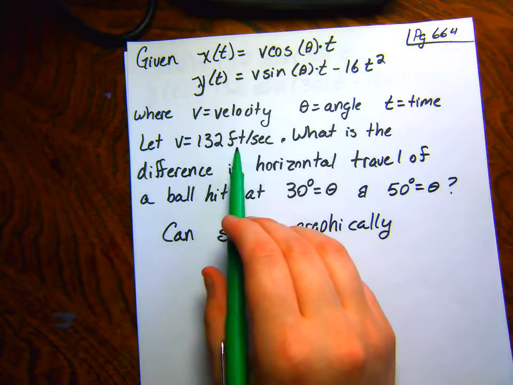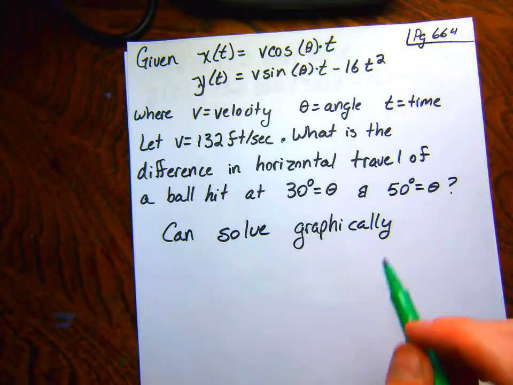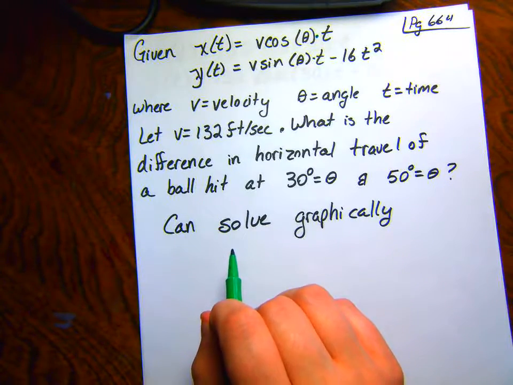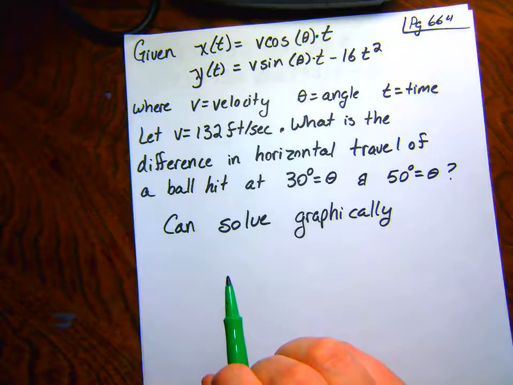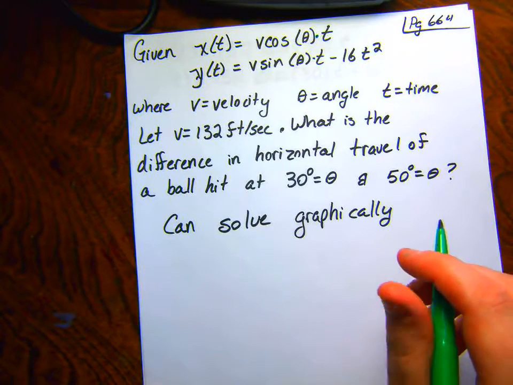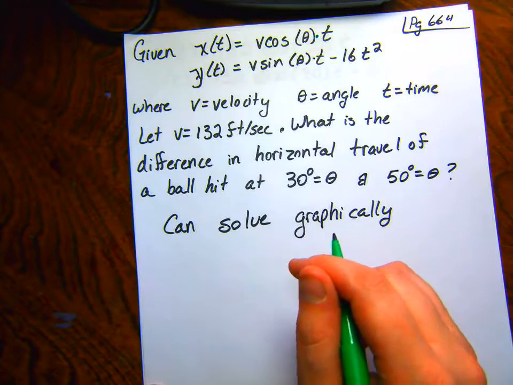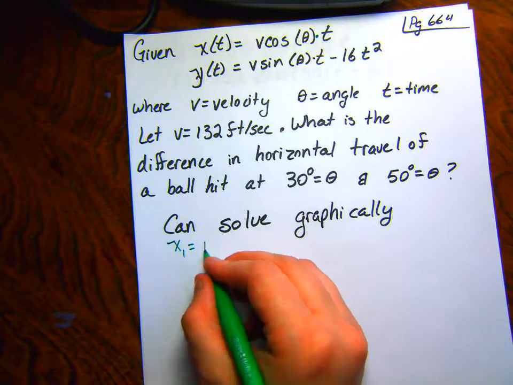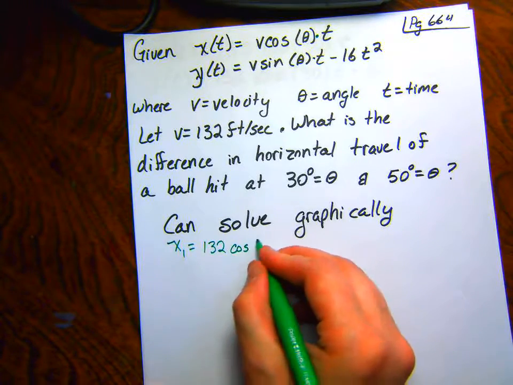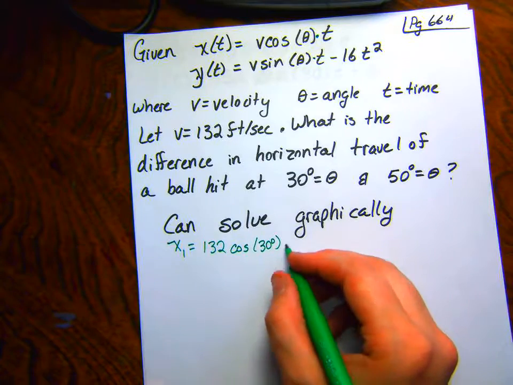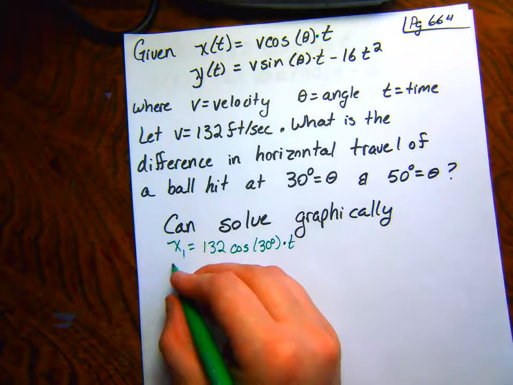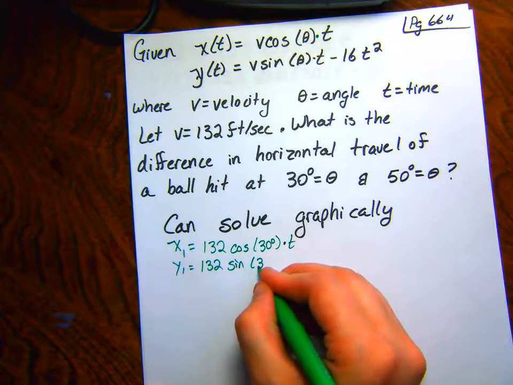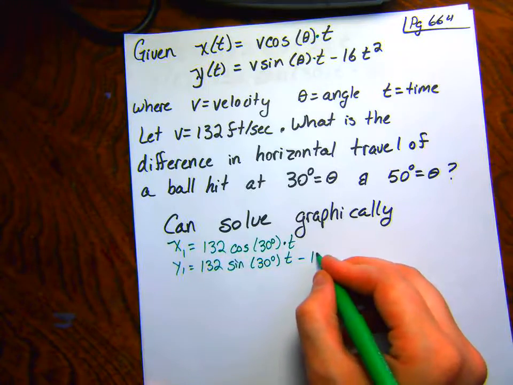We're given the velocity that we hit the ball, and what they want to know is what's the horizontal difference traveled if the ball is hit at 30 degrees or if it's hit at 50 degrees. So the first thing we're going to do is plug this into our calculator. So it's going to be that x1 equals 132 times cosine of 30 degrees times t. y1 equals 132 sine of 30 degrees t minus 16t squared.